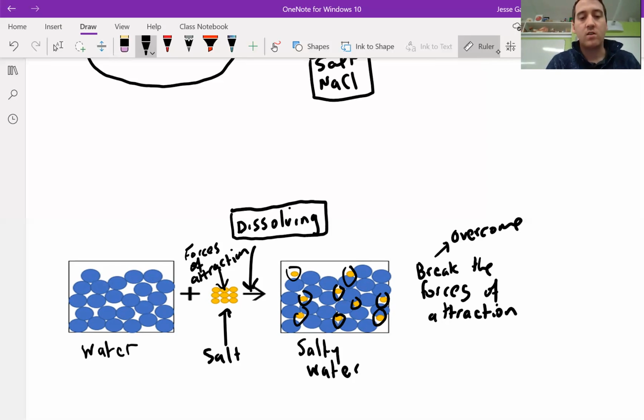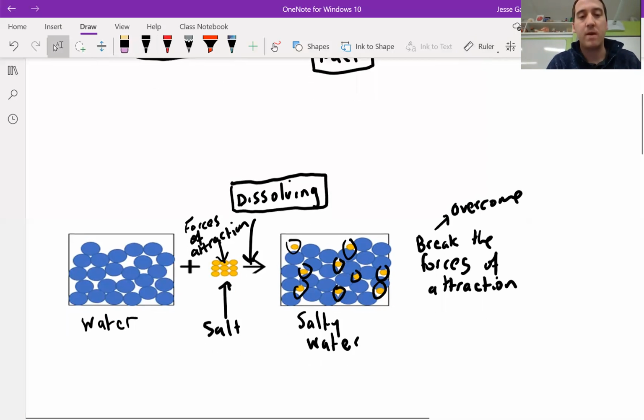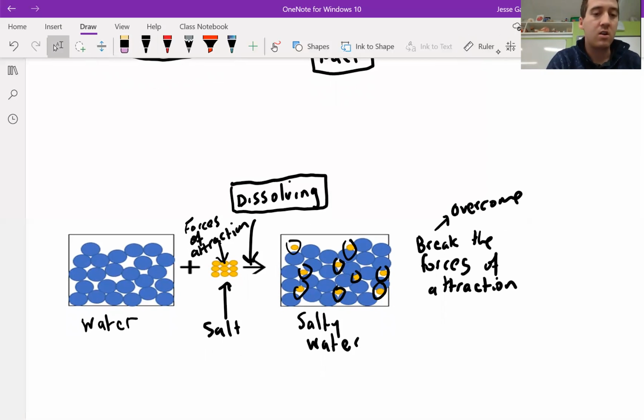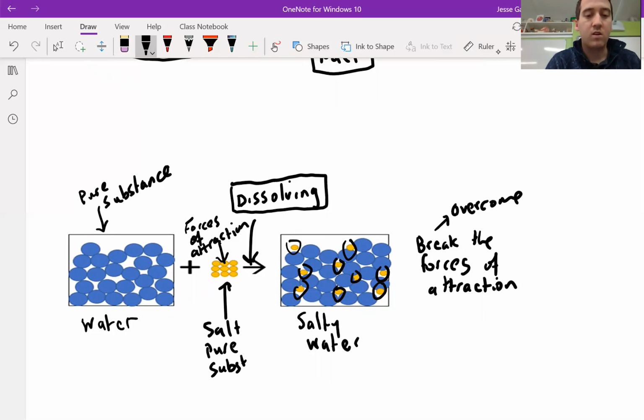Now, we have some words to describe the different parts of this. This is now a mixture. Why is it a mixture? Well, here we have a pure substance. Pure substance means made of only one type of particle. Salt is another pure substance because it's made of only one type of particle. As we can see here, yellow dots. There's nothing else in there.